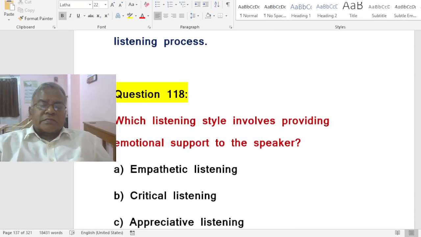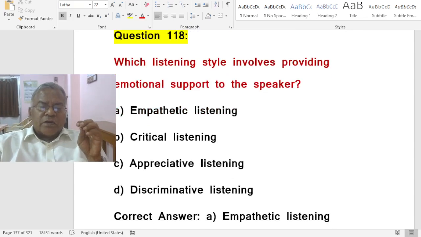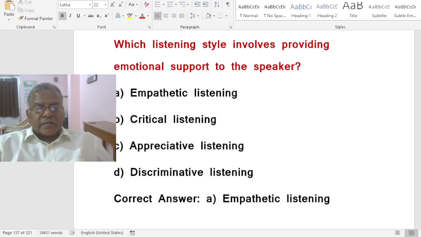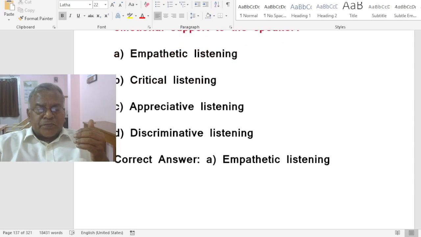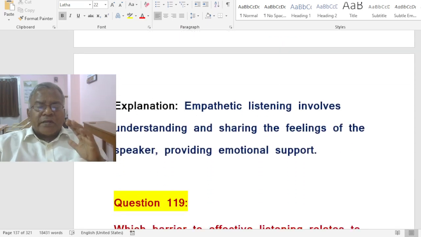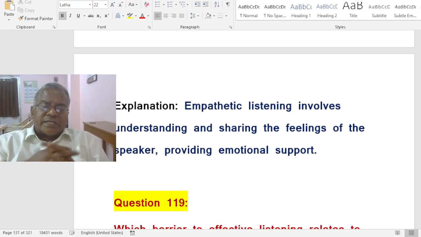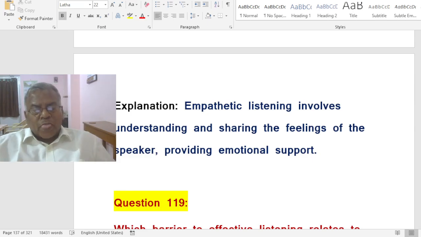Which listening style involves providing emotional support to the speaker? A. Empathetic listening. B. Critical listening. C. Appreciative listening. D. Discriminative listening. So, empathetic listening. It provides emotional support to the speaker. Empathetic listening involves understanding and sharing the feelings of the speaker, providing emotional support.